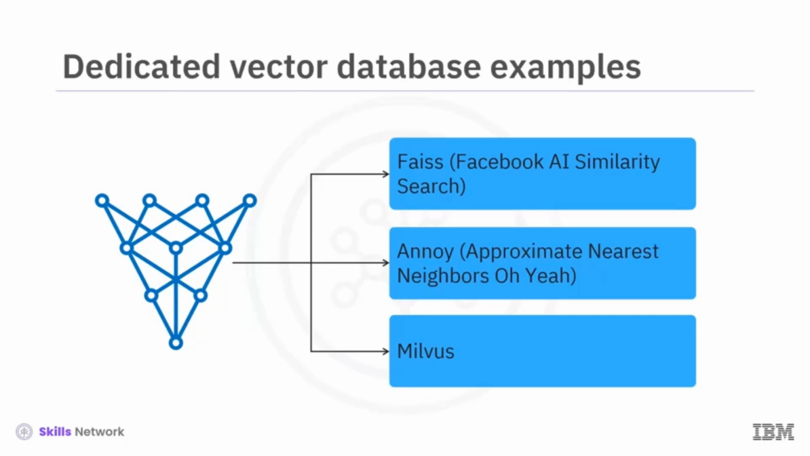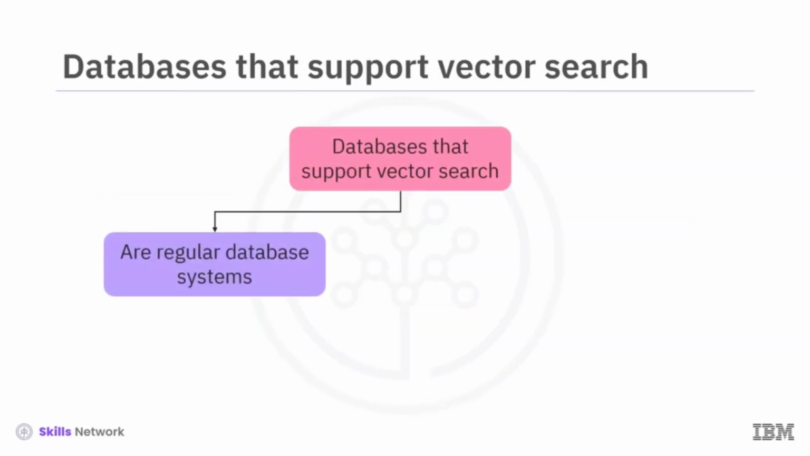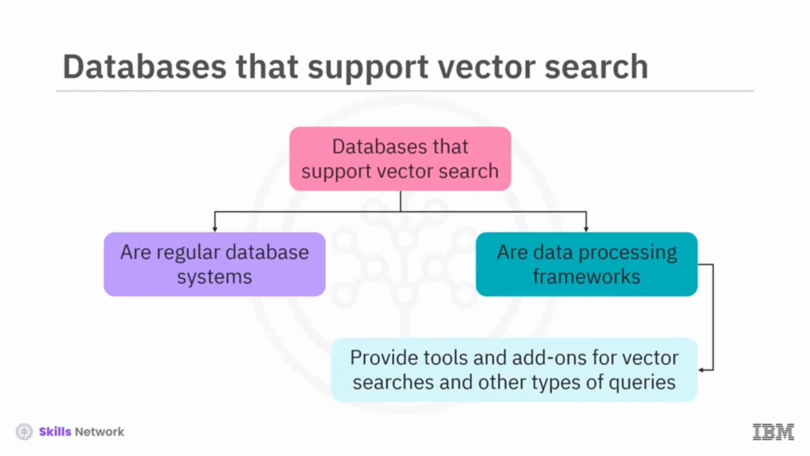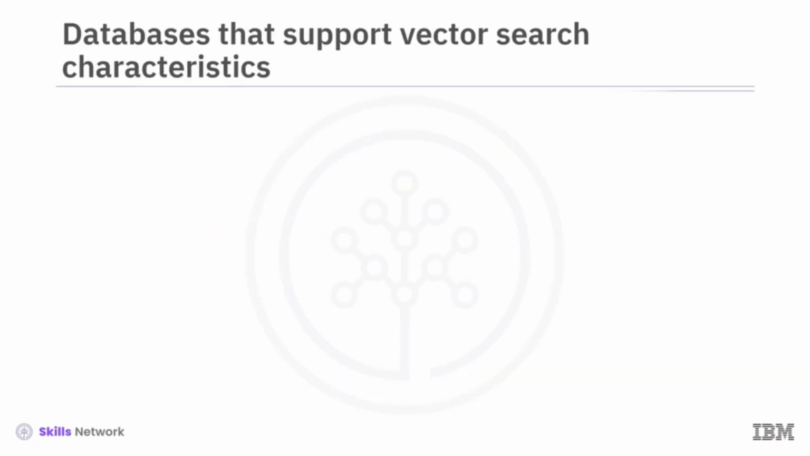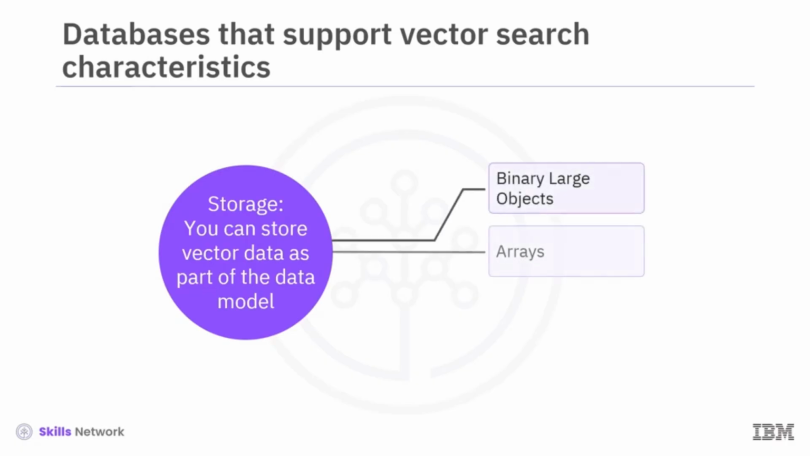Next, in contrast, let's examine how other database technologies support vector search. Databases that support vector search are either regular database systems or data processing frameworks that let you store and query vector data. Even though these databases may not be made for vector operations, they have tools or add-ons that let users perform vector searches along with other types of queries. So, what characteristics are important for these databases? These databases let users store vector data as part of their data model. This data can be stored as blobs, arrays, or user-defined types, or UDTs.